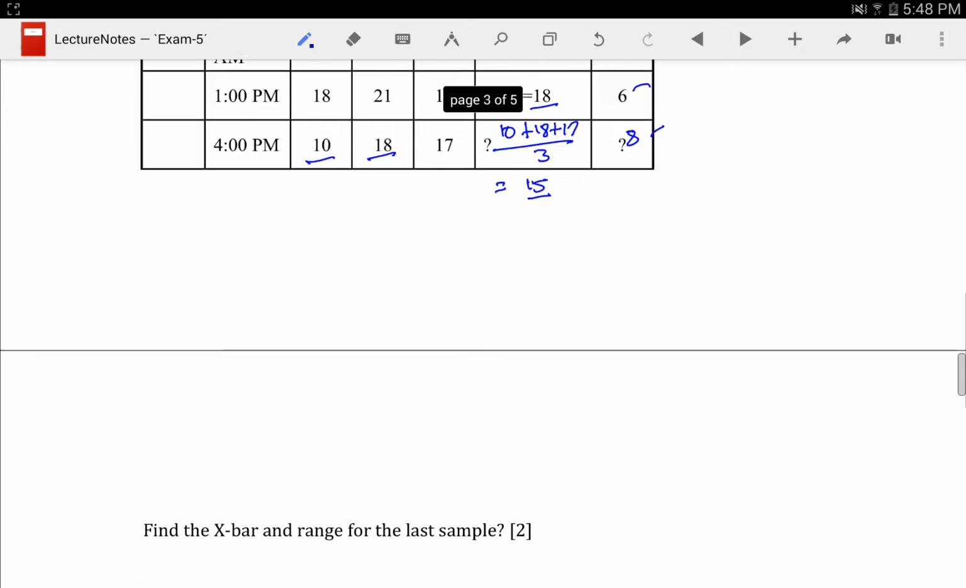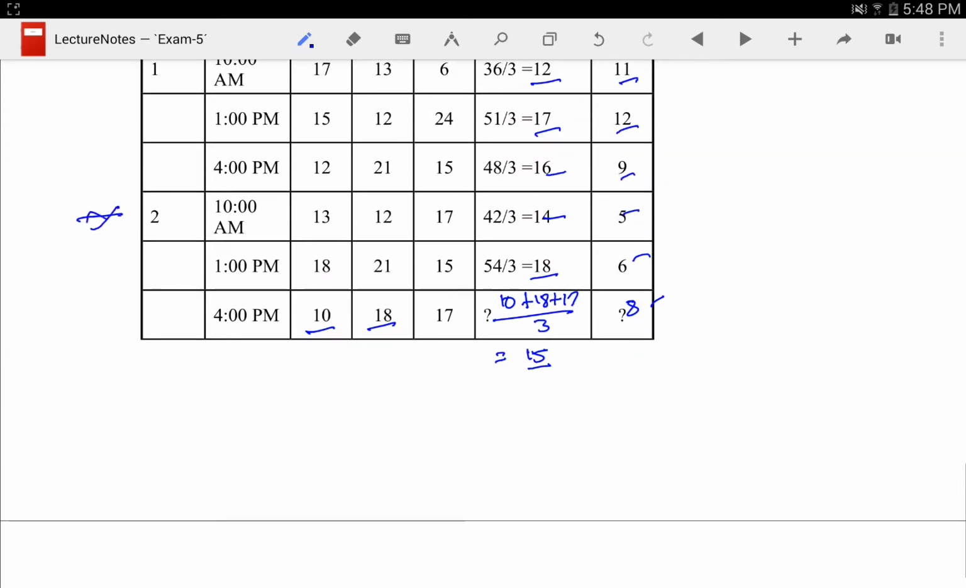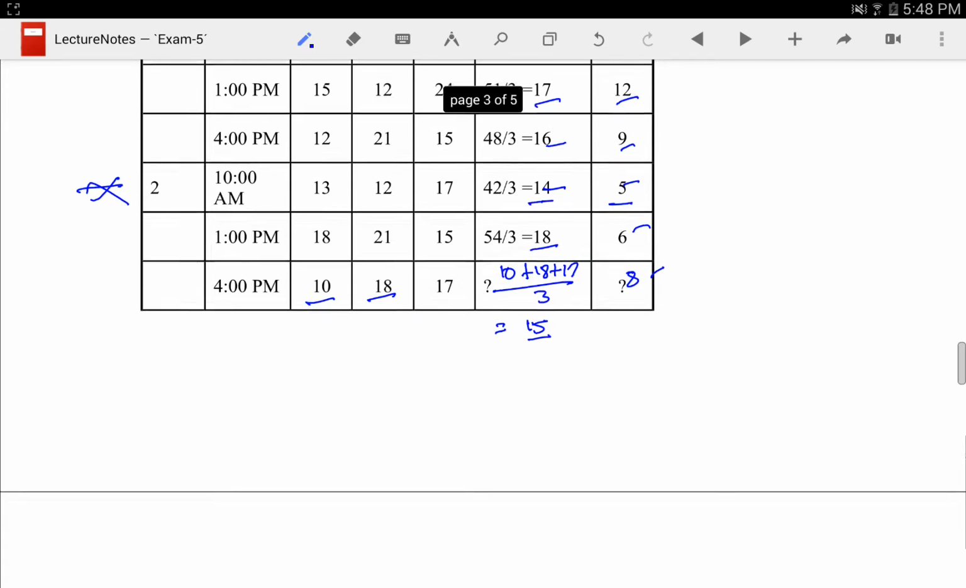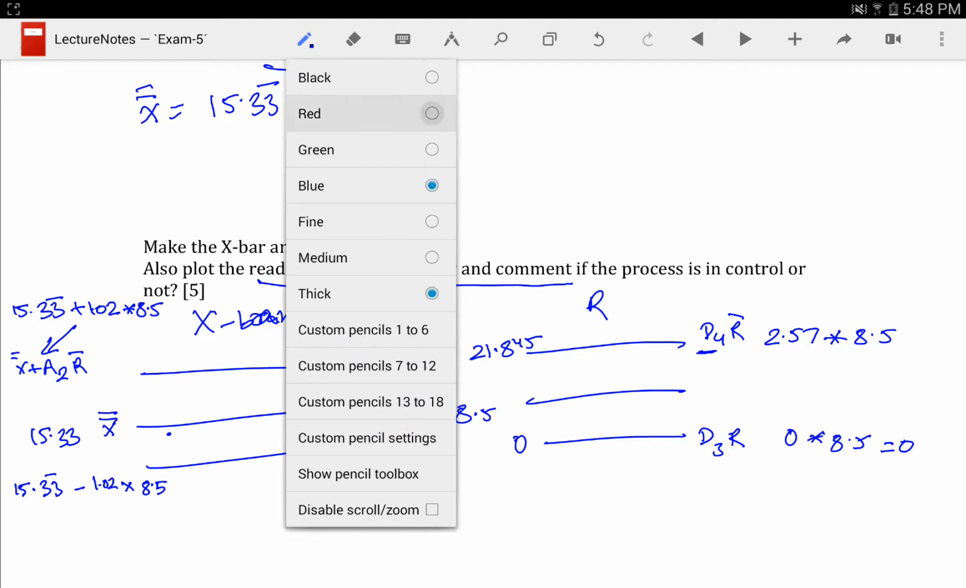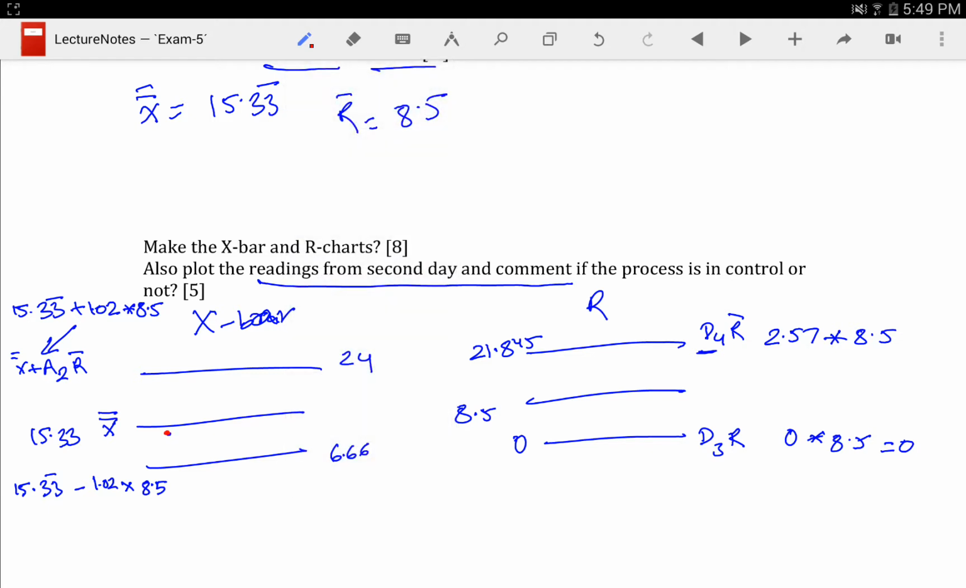Now the next question asks you to plot the readings from the second day and comment on whether the process is in control or not. So we need to plot the values here. The second day starts at this reading. The mean x bar is 14 and the R is 5. So we plot 14 and 5 respectively, using a different color. The next reading is 18 and 6. 18 is somewhere here, and 6 is somewhere here.